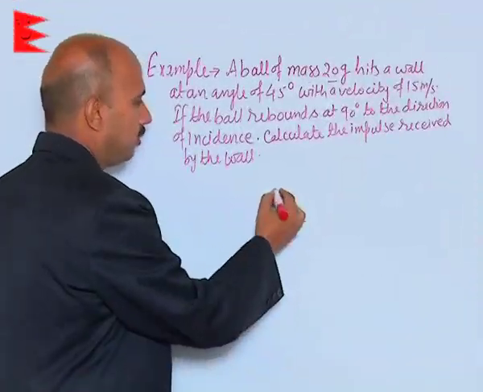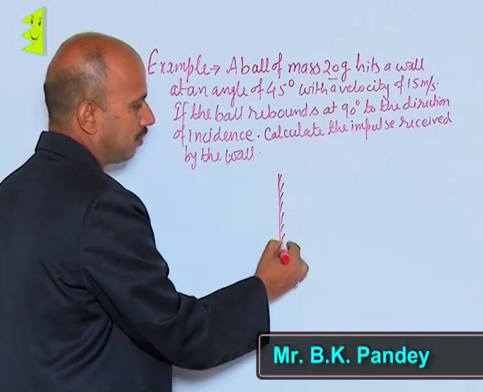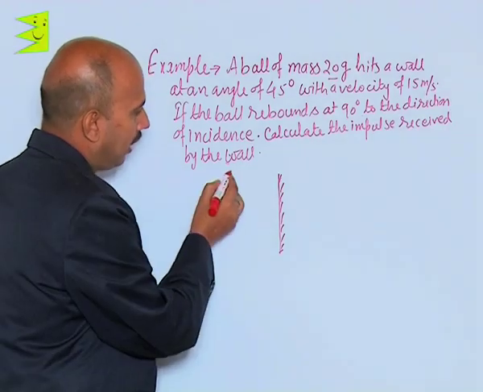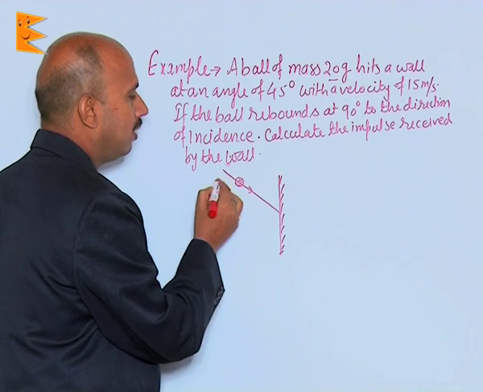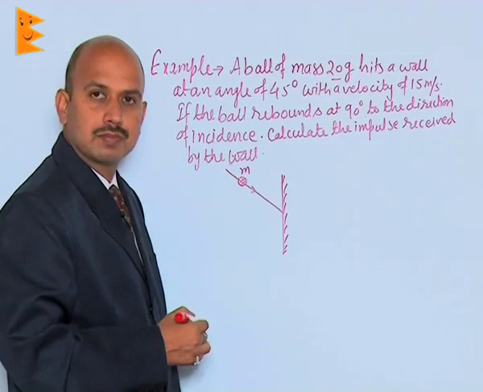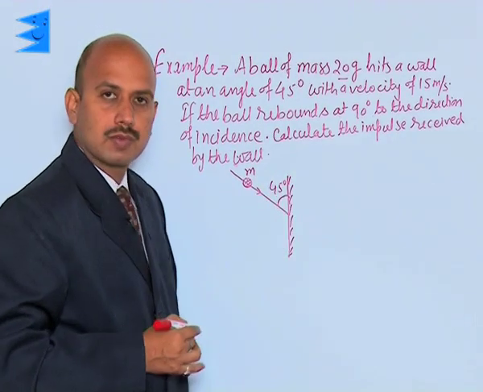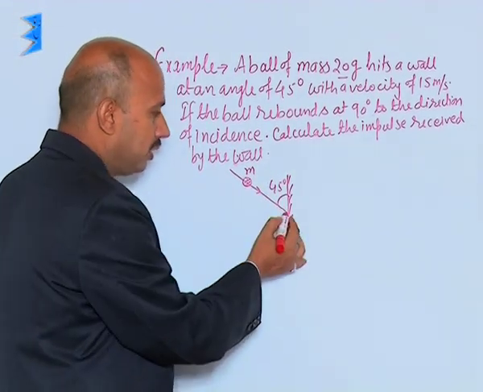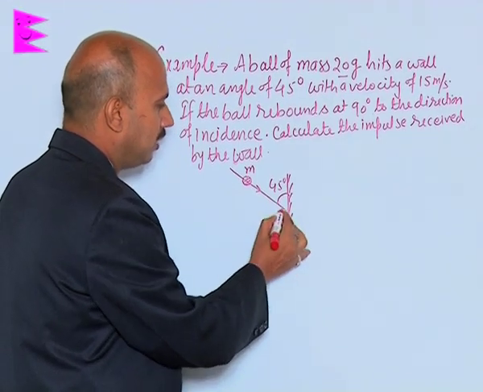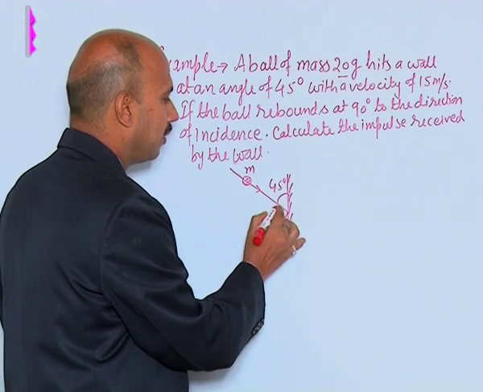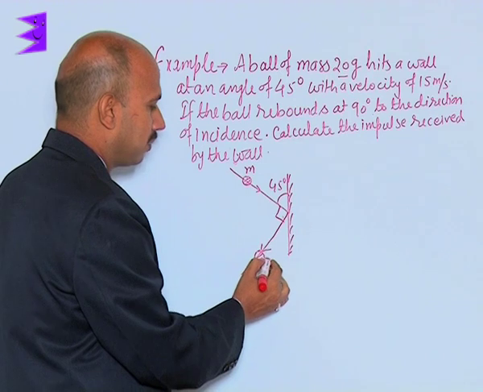Now see, the situation is something like that. Suppose there is a wall like this, and a ball of mass 20 gram, whose mass is m, is coming from this side. This angle is 45 degree. Now, this ball is rebounding to this direction and this angle is 90 degree. So, now the ball is going to this side.